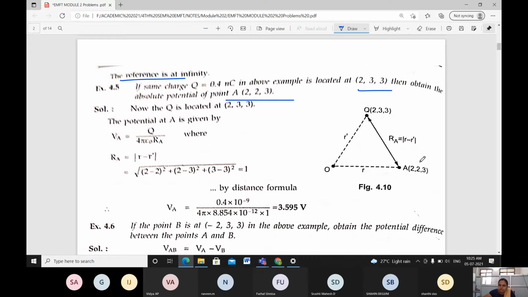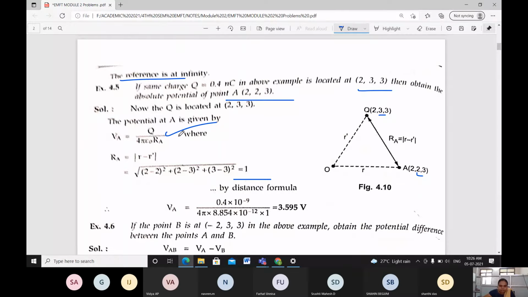What is the distance between these? From O to A, here it is taken as R, and from O to Q it is R dash. I want the distance between the point charge and the point A. You will get R minus R dash, that is RA is equal to the modulus of R minus R dash. Therefore the distance is the square root of (2 minus 2) whole square plus (2 minus 3) whole square plus (3 minus 3) whole square. If you solve this, you will get 1 only.